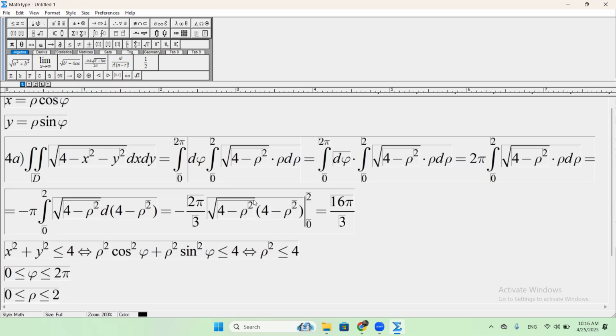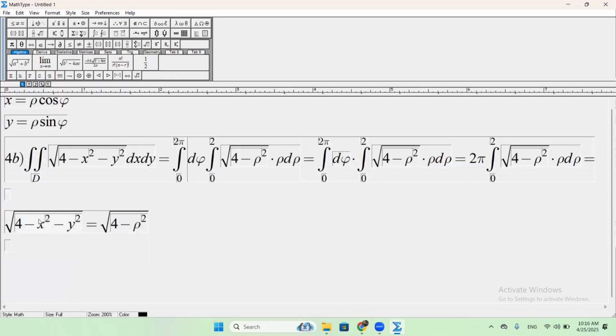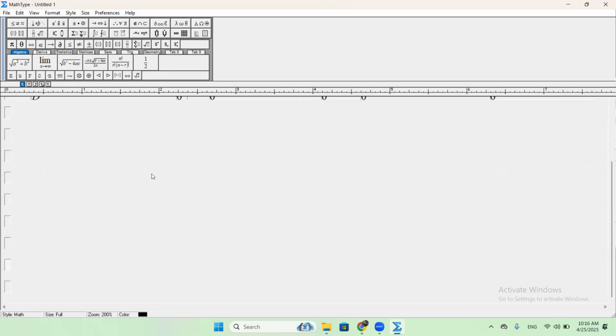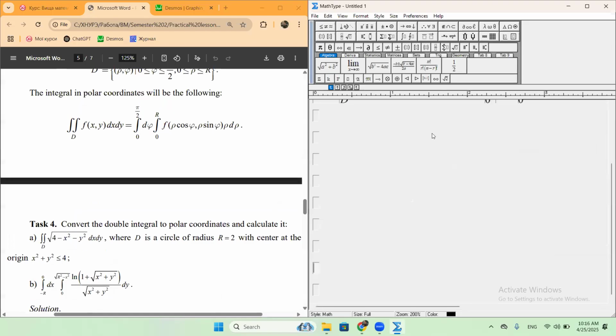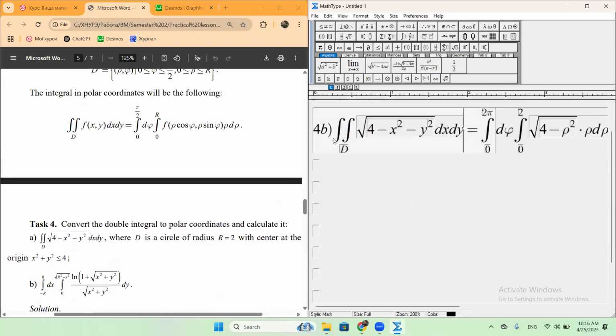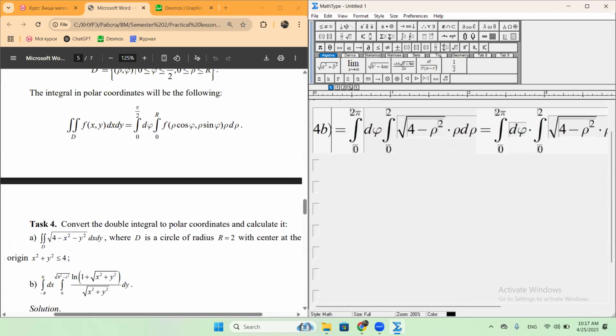No questions. Okay, if no questions, let's solve also B. And then we will have a break. Again, one more example of how polar coordinates are useful. So we have the following integral where we already have limits of integration.